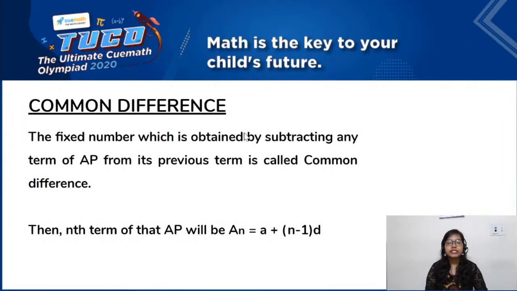Common difference: the fixed number which is obtained by subtracting any term of an AP from its next term is called the common difference. The nth term of an AP is this, we just discussed it. Again, what is meant by common difference? As you all remember, let's take a series of odd numbers: 3, 5, 7, 9 and it keeps going on. What would the common difference be here? It would be the second term minus the first term, which is 2. Again, 7 minus 5, which is 2. 9 minus 7, which is 2. And this keeps continuing.